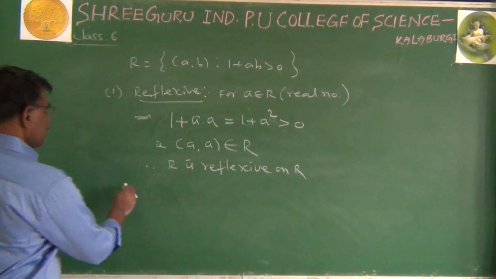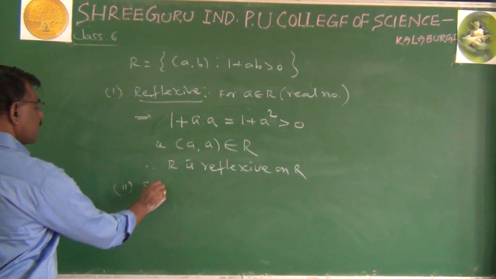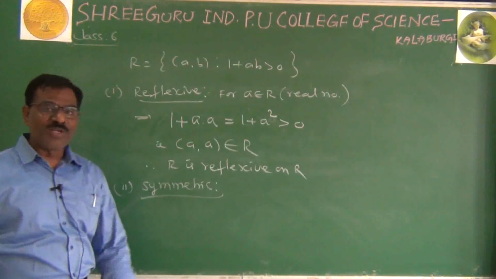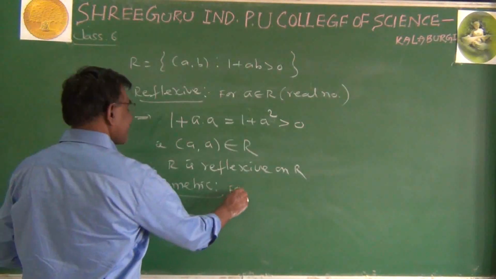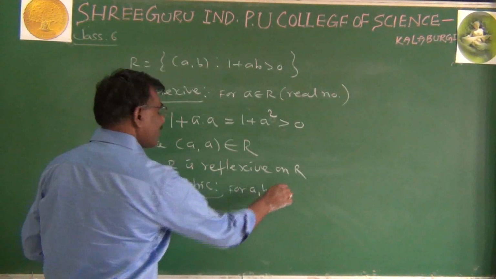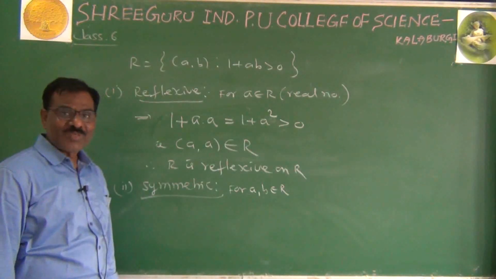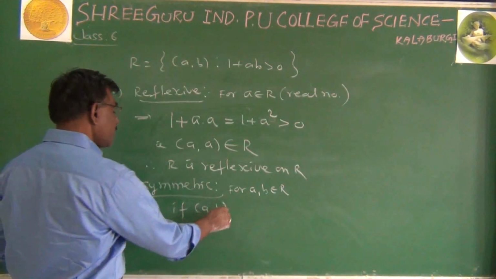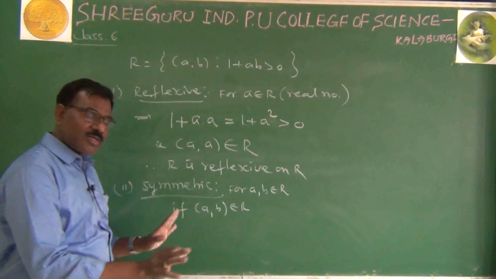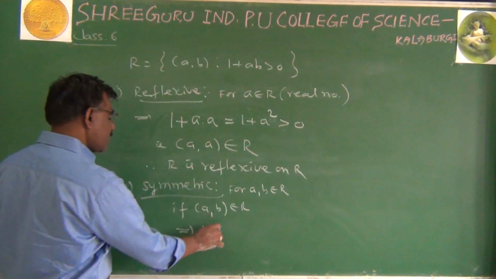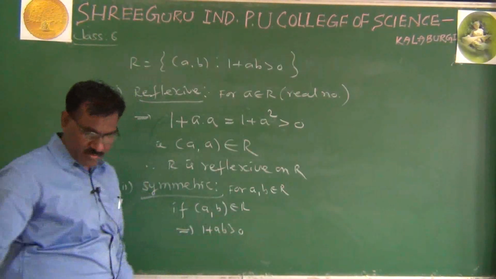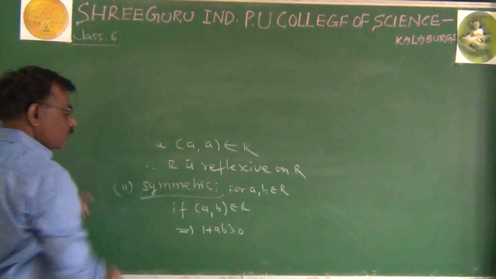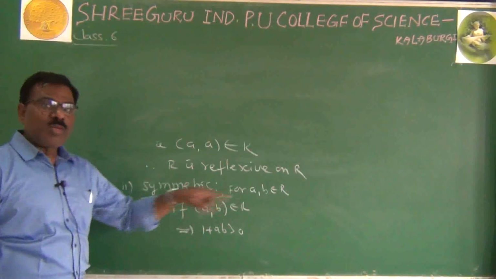Now what is the next one? Symmetric. How many elements? Two elements, a and b belong to the real numbers. How many ordered pairs are given? One ordered pair. What is the ordered pair? (a, b) belongs to R. It is given. What is the condition? 1 plus ab is positive is given. Then we have to prove (b, a) belongs to R.